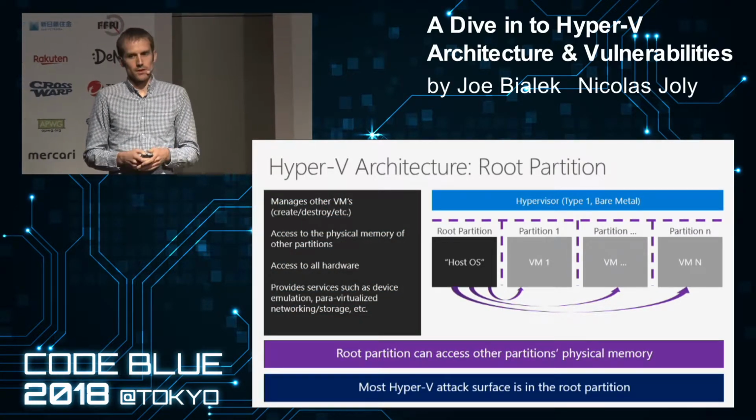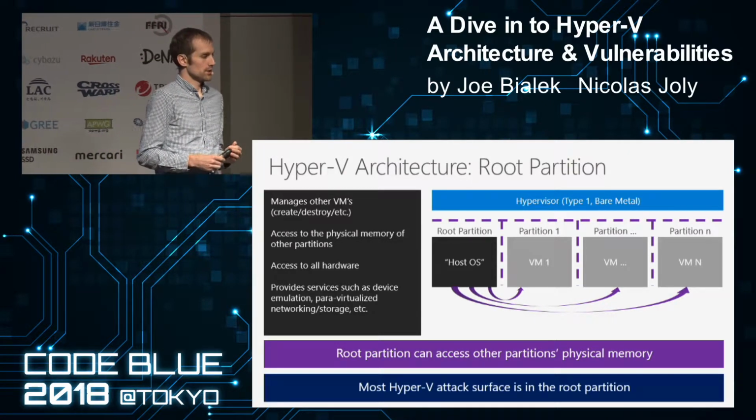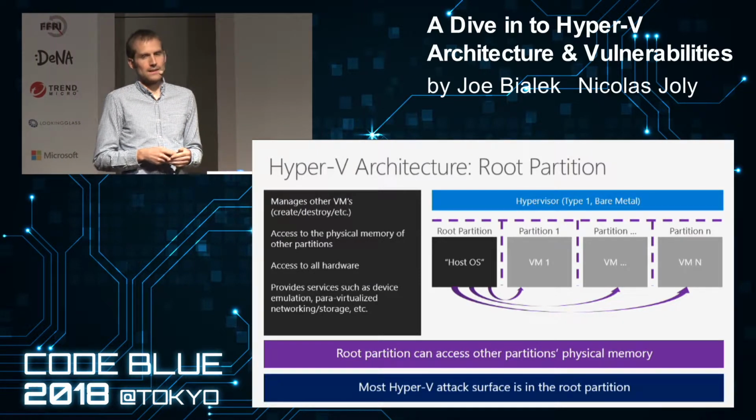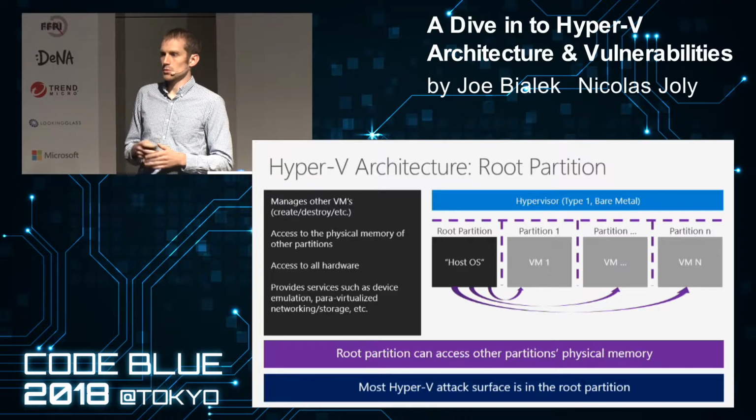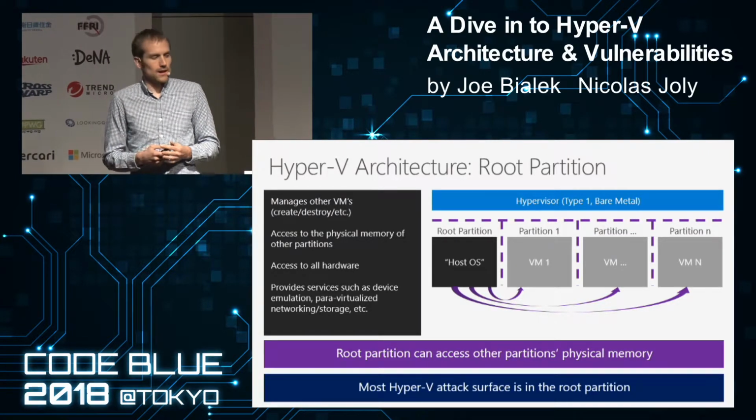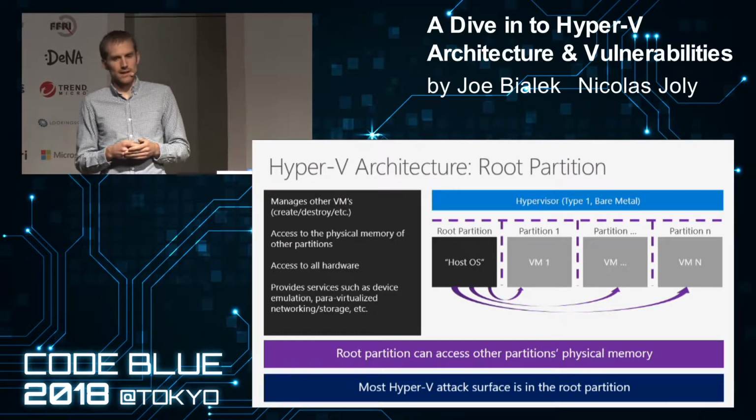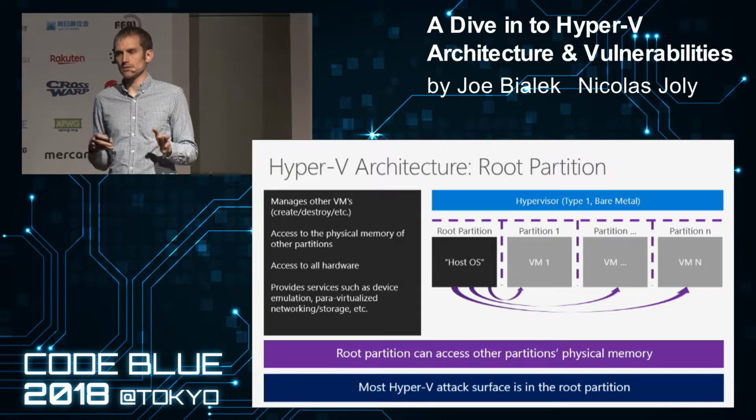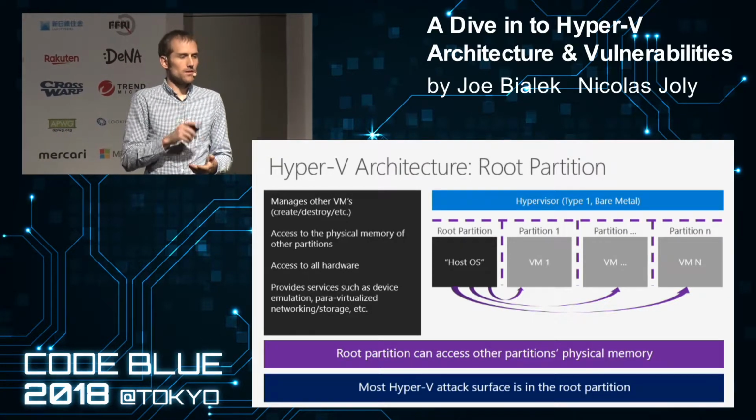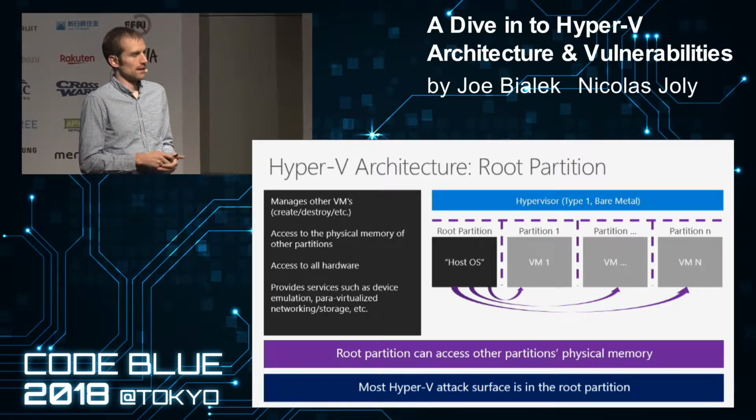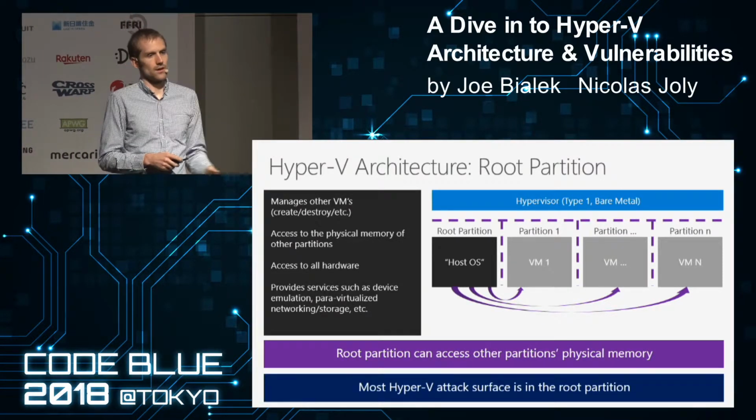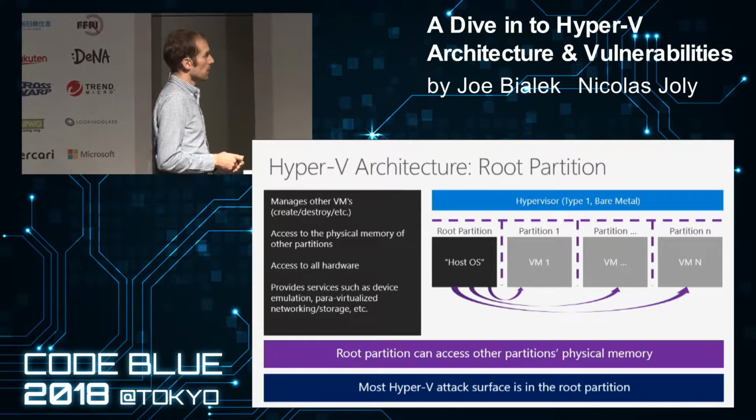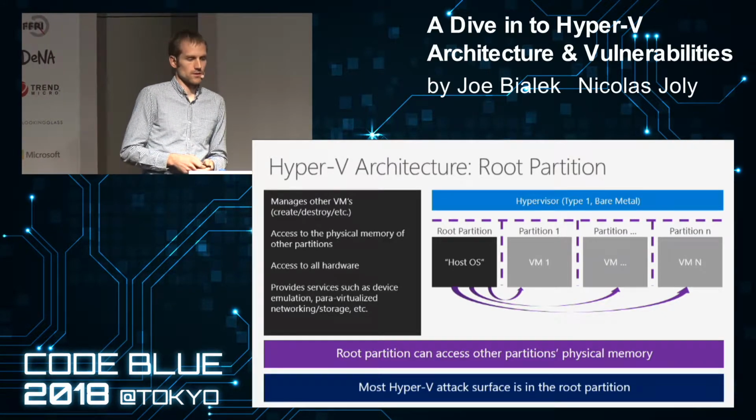So let's talk about the root partition a little bit. So the root partition, or the host operating system, is a special partition on the system. It's responsible for managing all of the actual virtual machines that run. To do that, it actually needs some special access. So on the last slide, I told you that the Hypervisor prevents all of the partitions from accessing each other's physical memory. That wasn't quite true. The root partition has access to the physical memory of all of the other partitions. It doesn't have access to the Hypervisor's physical memory, though. The root partition also has access to the CPU state of all the other partitions.